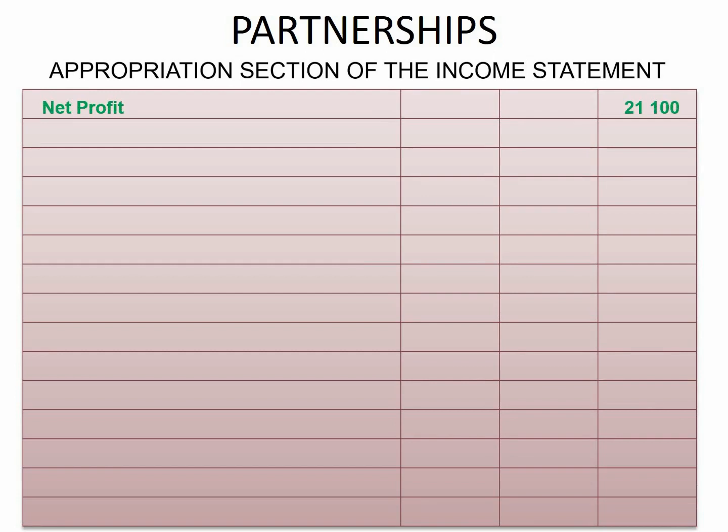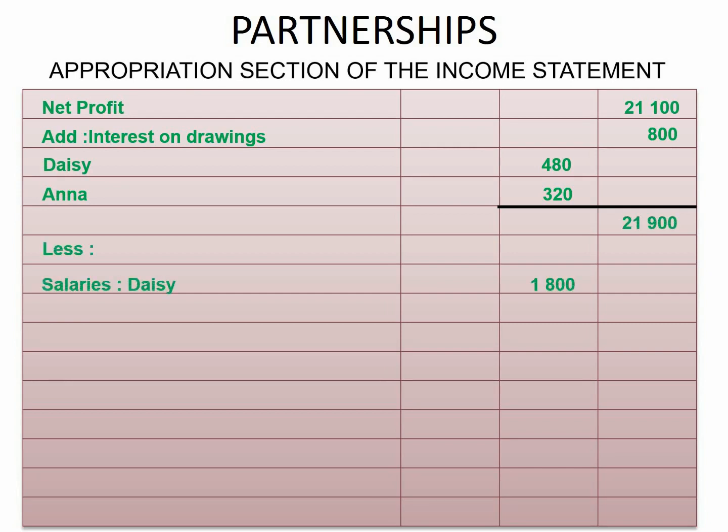Well, first we'll start with our net profit, which we calculated in our income statement. Then we'll add interest on drawings. After we've added that, we will subtract salaries, interest on capital. We will add those two, the 1,800 and the 16,200. We'll get a total, and then we will subtract the total.